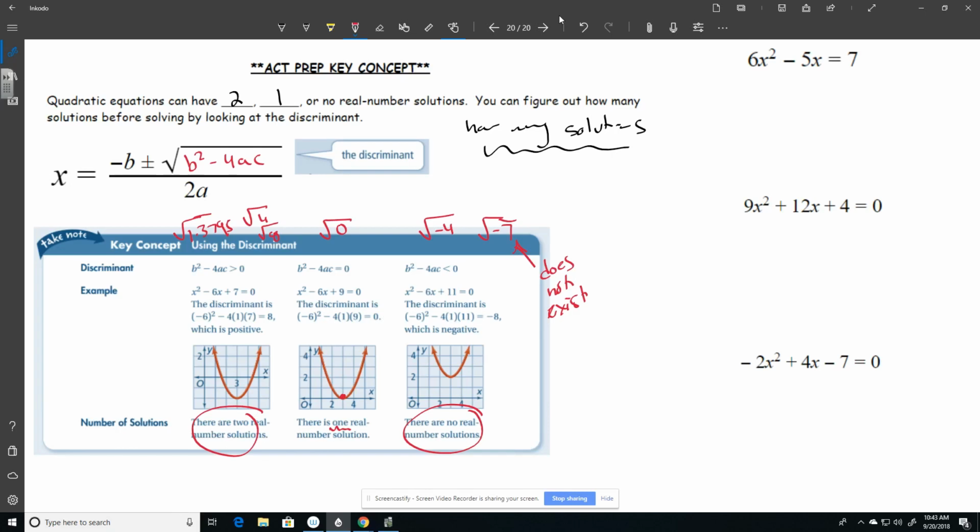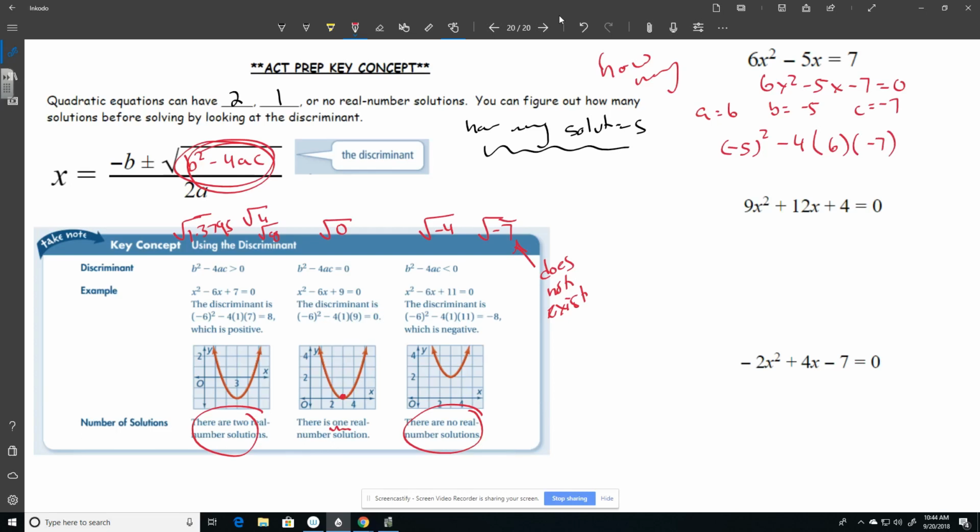So we're going to try a couple of these. 6x squared minus 5x equals 7. 6x squared minus 5x minus 7 equals 0. So a equals 6, b equals -5, and c equals -7. So if I just focus on this part, because I just want to know how many solutions, I'm just going to focus on the discriminant. So b squared, -5 squared minus 4 times a, which is 6, times c, which is negative 7.